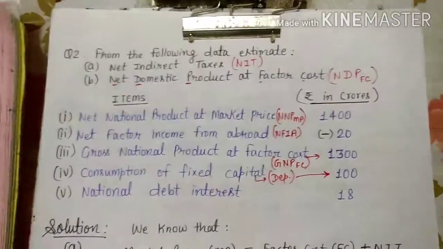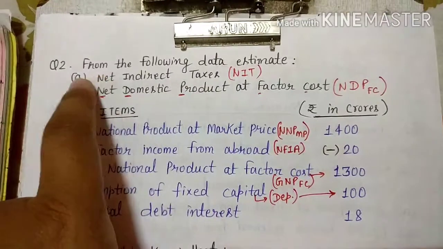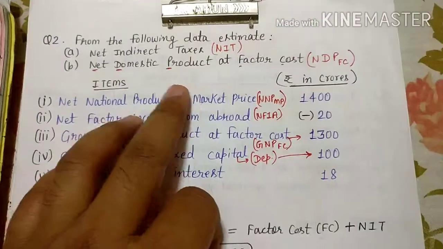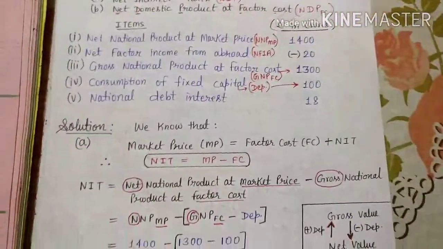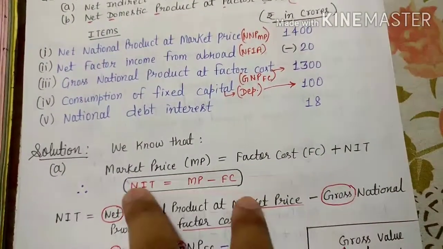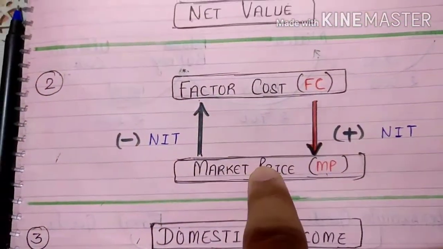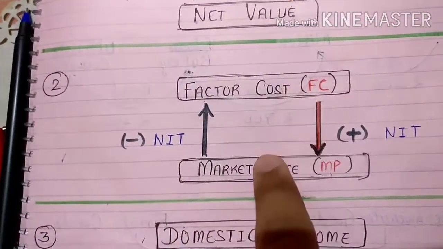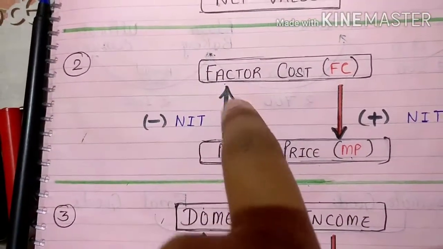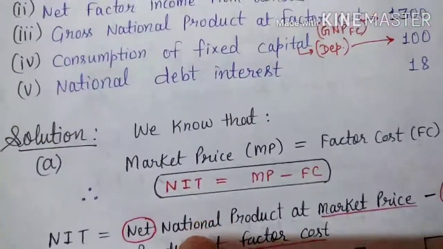Now see which things we needed here. First pay attention to what we have to find out. We have to find out net indirect tax. This is the first part, because we have to find two parts. So just check part A here. We have to find out net indirect taxes. Now we know that market price equals factor cost plus NIT. If you're getting confused about where this formula came from, just look here. If we have market price and we have to convert into factor cost, what will we do? We will subtract NIT from market price. You can see this arrow is going upside. So if we subtract NIT from market price, we get FC.